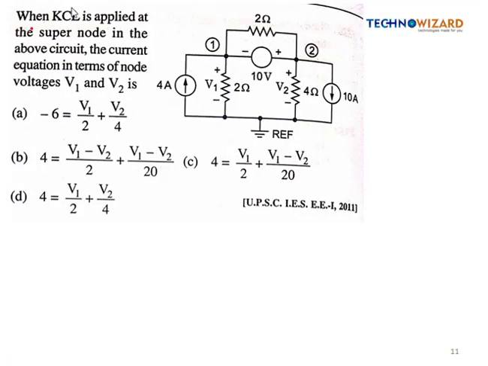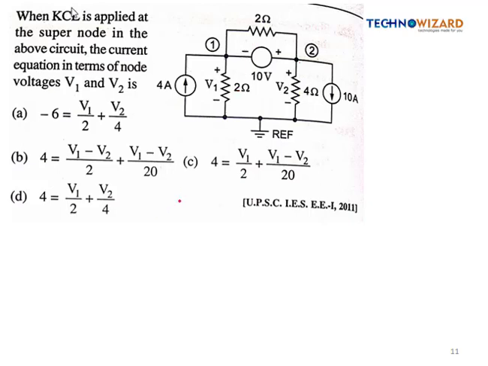Okay, so the next question is, when the KCL is applied at the super node in the above circuit, the current equations in terms of the node voltages V1 and V2 are? So basically this is a super node circuit because in between the two nodes a voltage source is connected. So such types of circuits are called super node.